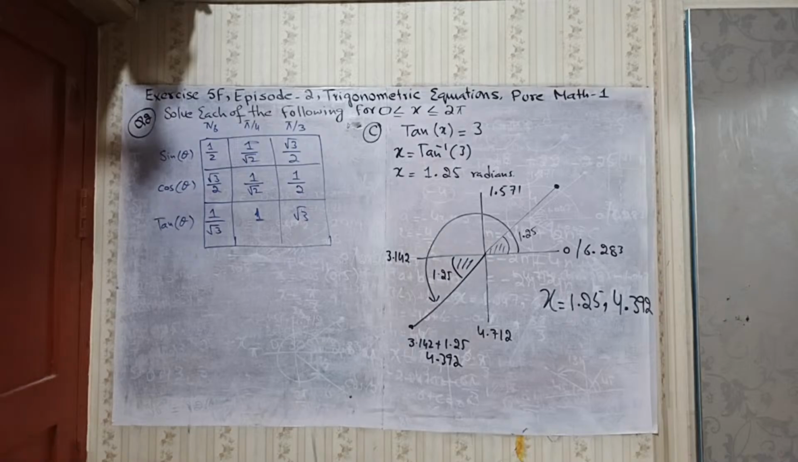Okay, so this is how you do question number 2 and its C part. 1.25 and 4.39 is the answer. I hope you understand this. This is how we did question number 2 and its C part.